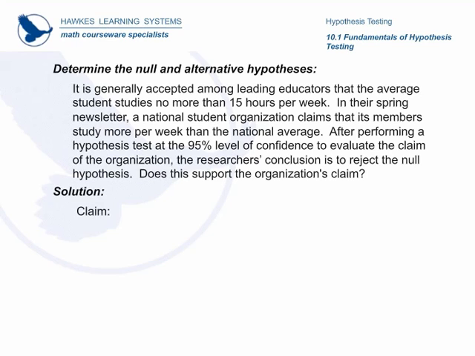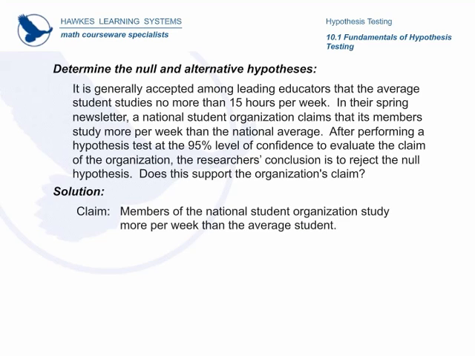Well, let's take a look. Here's our solution. First, the claim. The claim is that the members of the National Student Organization study more per week than the average student. And that is represented by mu is greater than 15, or average is greater than 15 hours of study per week, says the National Student Organization.